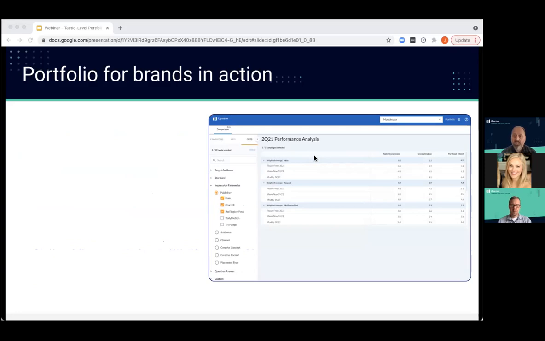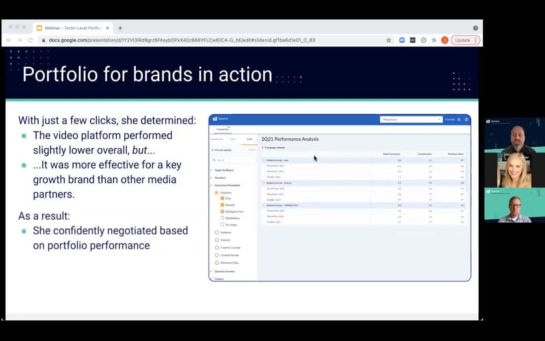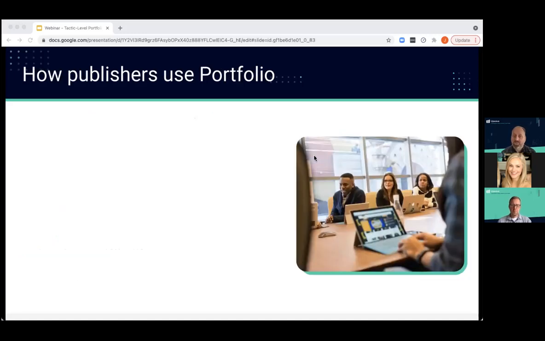With just a few clicks, she was able to determine that the platform performed slightly lower in terms of KPI lift overall, but that interestingly, it was more effective for a key growth brand than the alternatives. So equipped with this intelligence, she was able to confidently negotiate based on her overall portfolio performance, while still supporting a future growth opportunity with a cost-effective partnership. That's really powerful stuff. Let's take a look at things from the publisher's perspective.